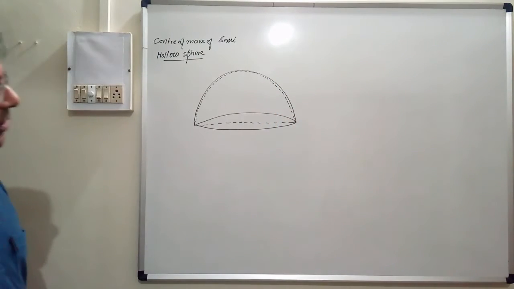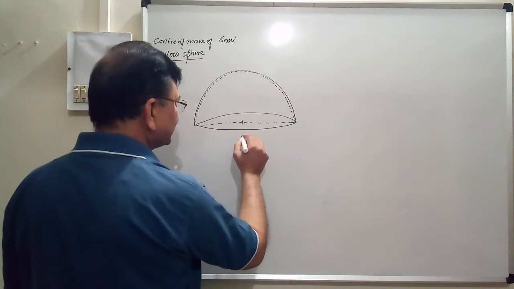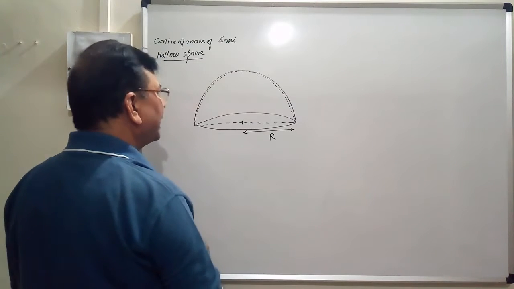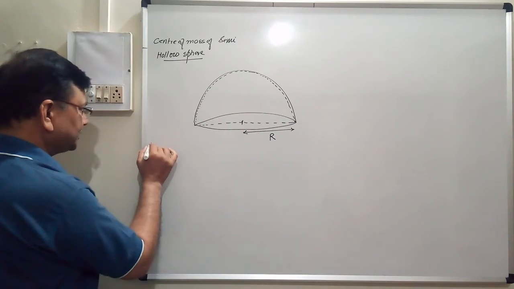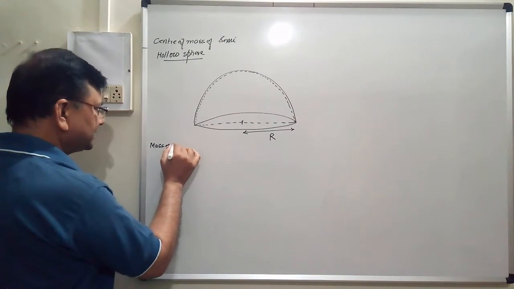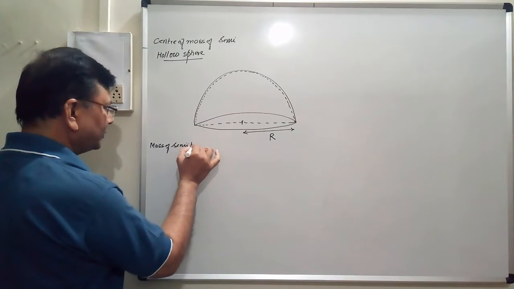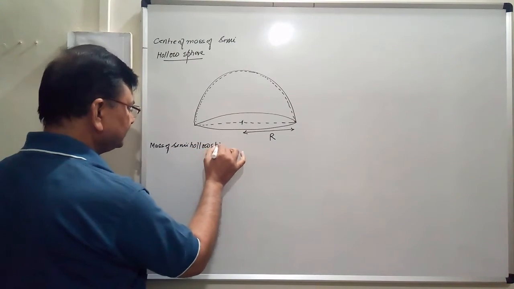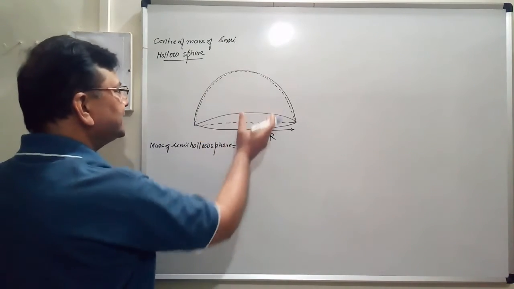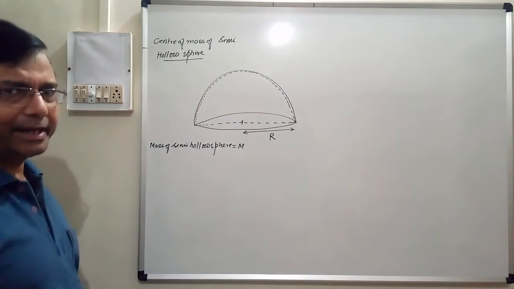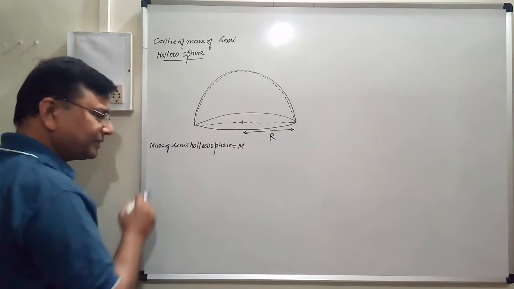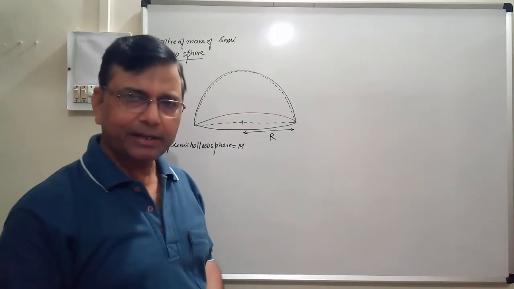And we have to find the center of mass of this, whose radius is r, right? And the mass of this semi-hollow sphere is equal to m, right? And since it is hollow, we will talk about the surface area. Surface area of this semi-hollow sphere. We know the surface area of a hollow sphere is 4 pi r square.